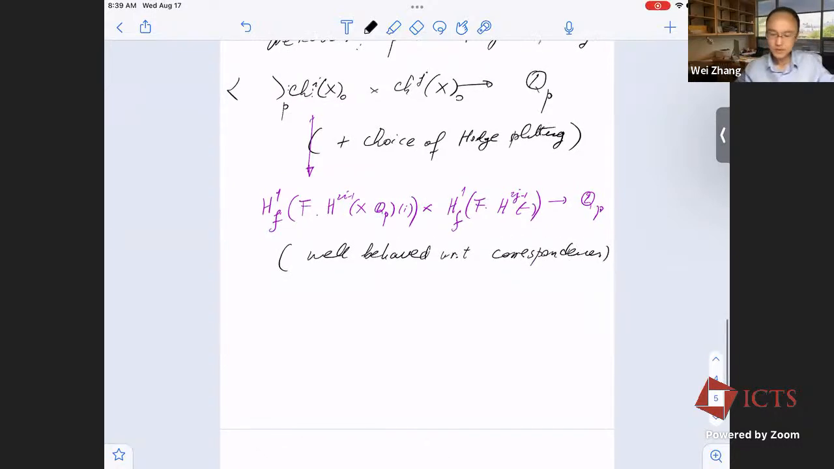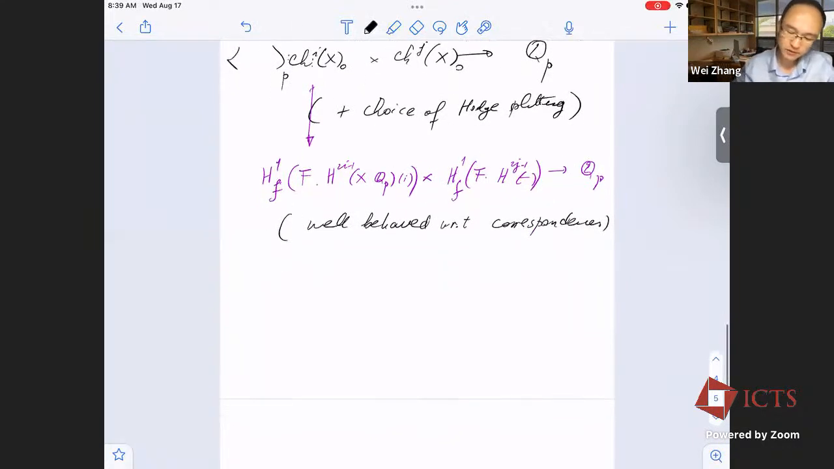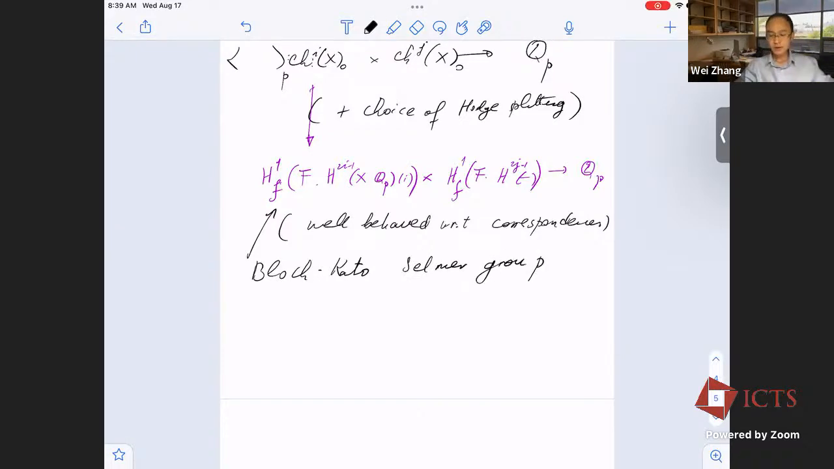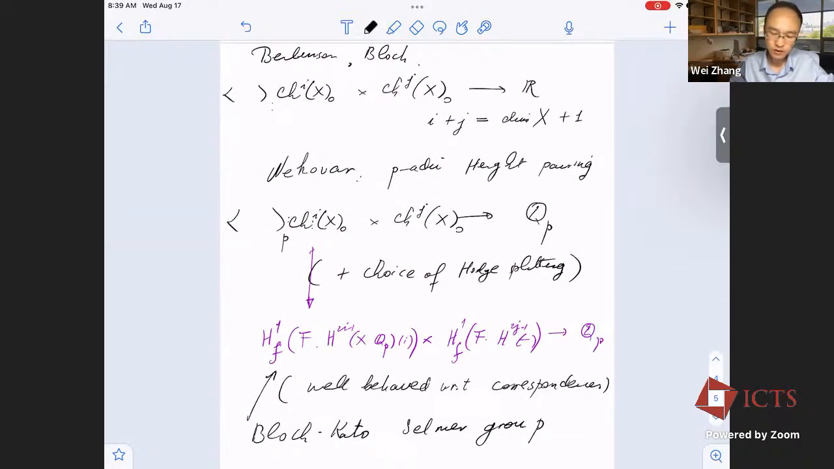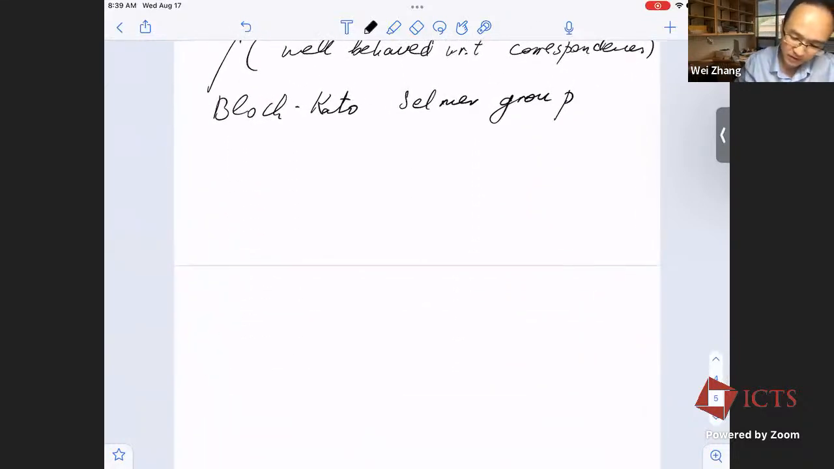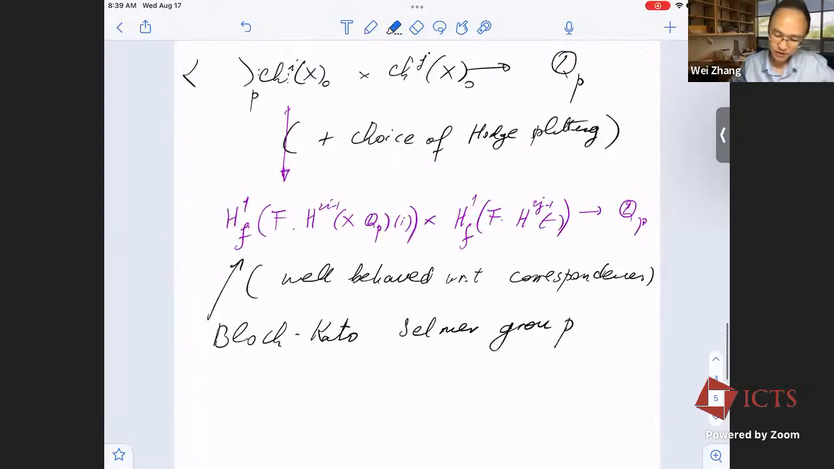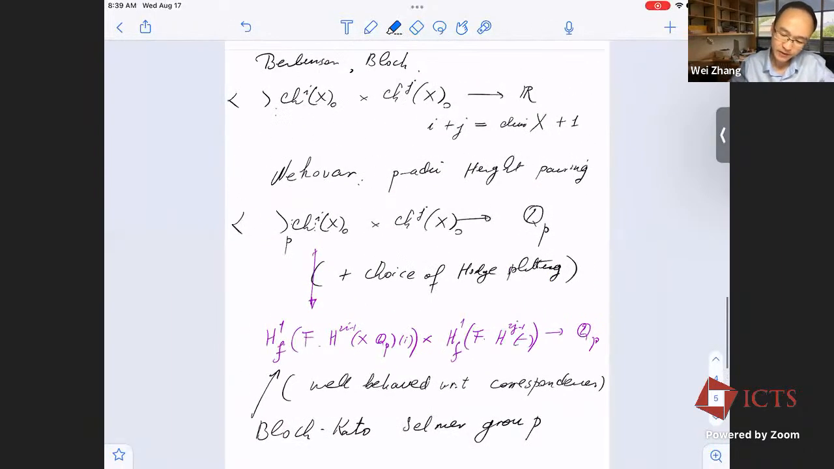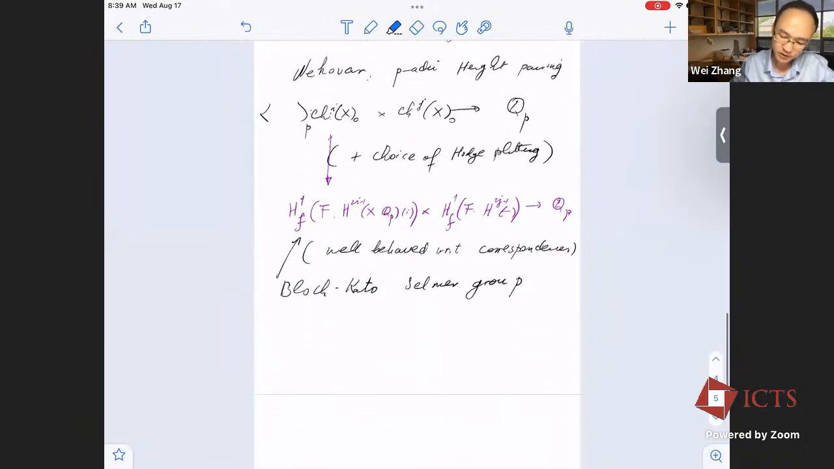Just because it factors through this pairing between the Bloch-Kato Selmer groups, which depends only on the cohomology, it's easier to deal with. Okay, so then I can now go back to my... Here I discussed, abstractly for any variety, the height pairing and p-adic height pairing.